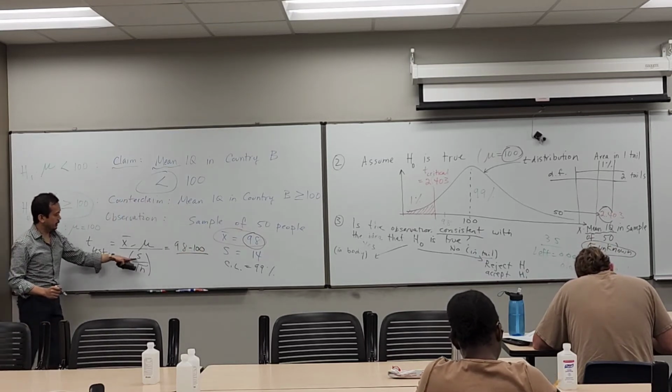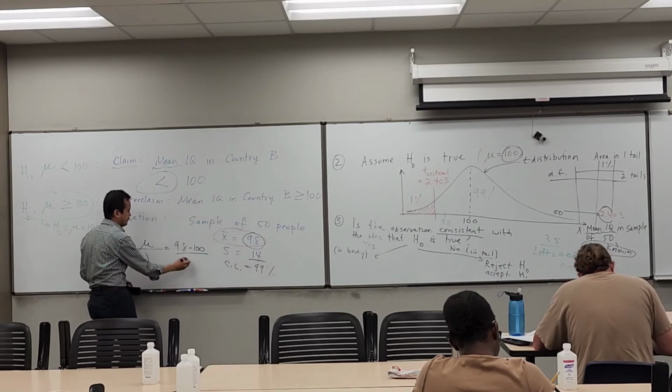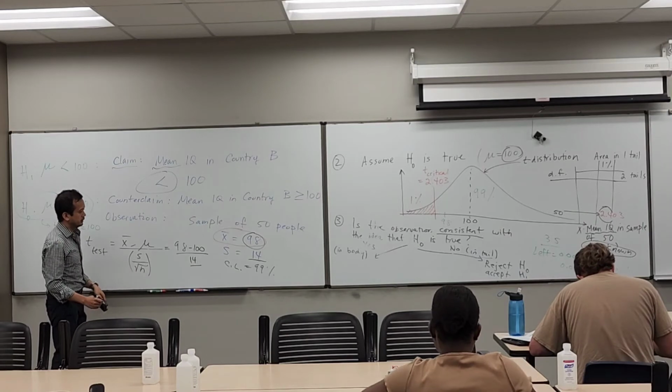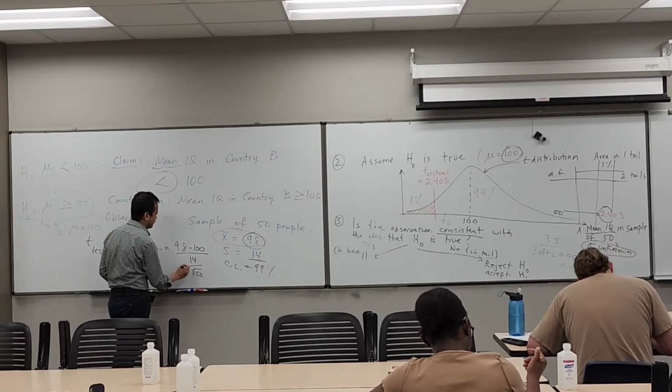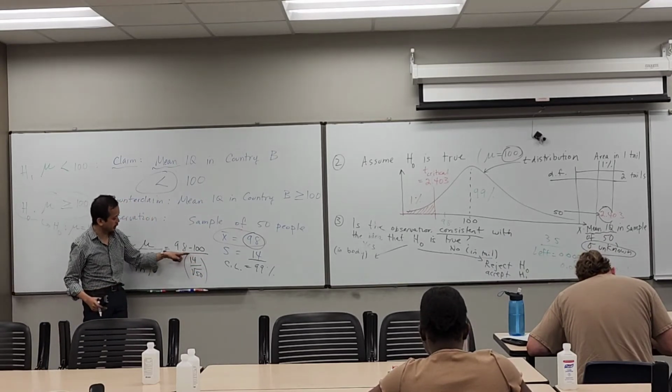And then we're gonna divide by S, which is the sample standard deviation, 14, divided by the square root of n, so that'll be the square root of 50. This is a little bit tricky to enter in your calculator. Make sure you're dividing by this entire quantity on the bottom.